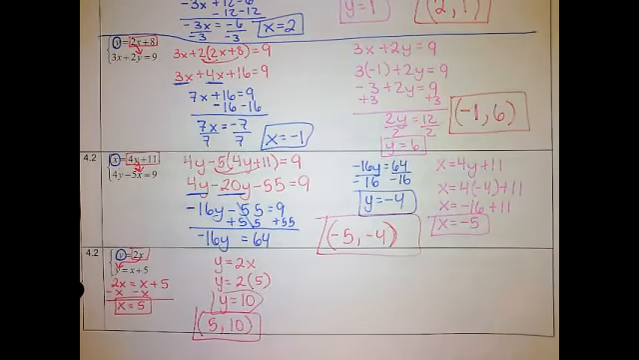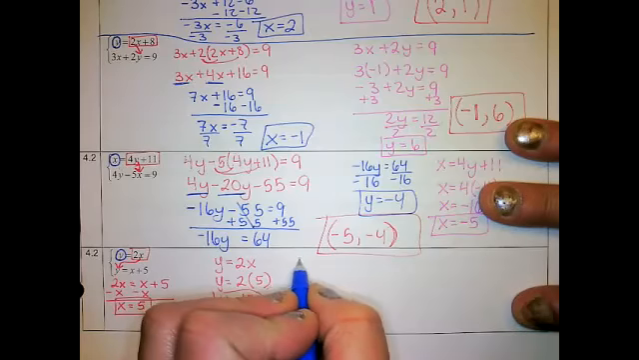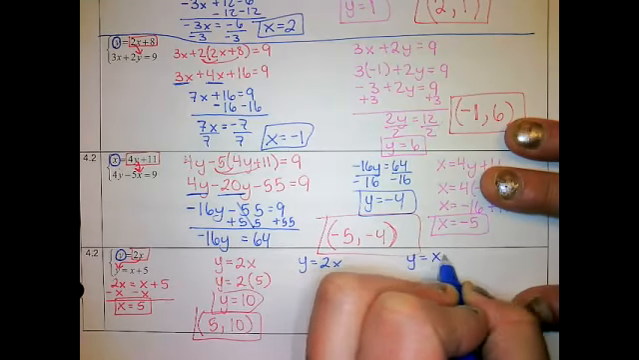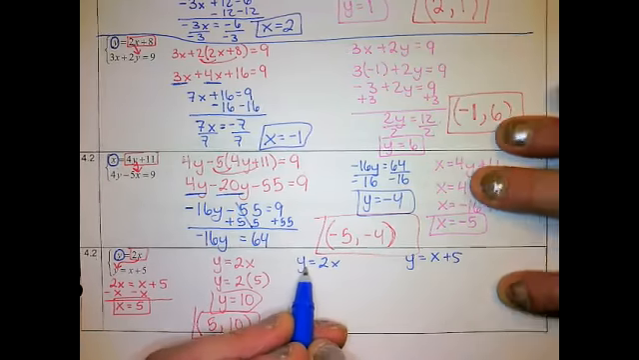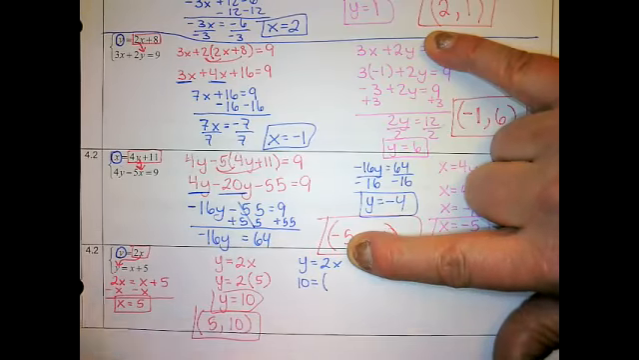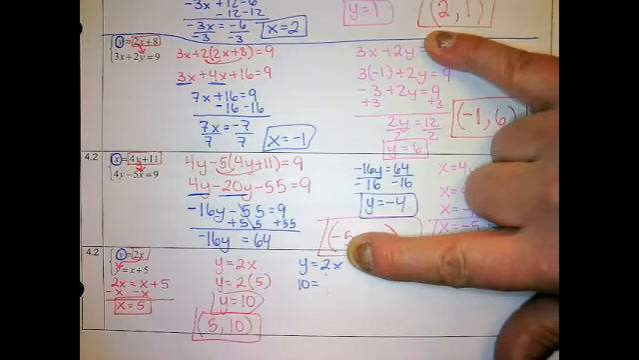So the cool thing is that you can check any one of these answers, including your graphing ones from the other day. How you do that is you just plug those x and y's back into both equations. So I'm just going to write my first equation, y equals 2x, and my second one, y equals x plus 5. Anywhere I see a y, I'm going to plug my y value of 10 in, and anywhere I see an x, I'm going to plug my x value of 5 in.